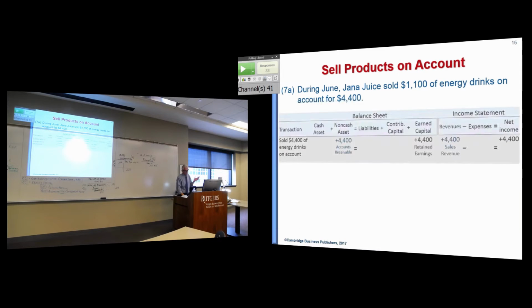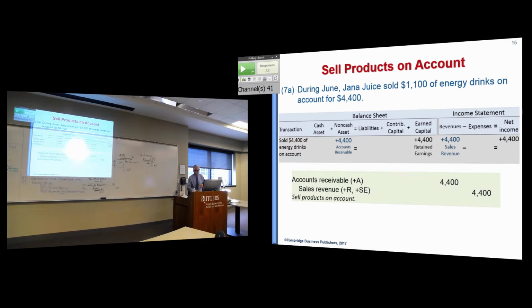Now, selling products on account, sales revenue goes up, and so does accounts receivable. We know that there's no cash flow here as well. It is part of operations, but there's no cash flow, increasing income and retained earnings. Journal entry you'd have to make is a debit to accounts receivable and a credit to sales revenue.